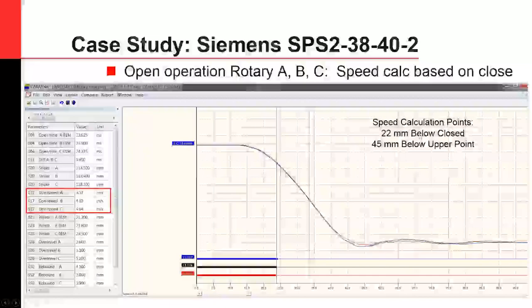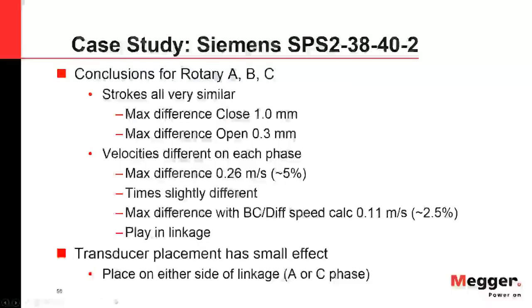So looking at this, what have we learned from the conclusions for rotary A, B, and C? The strokes were all very similar, with a max difference of 1 millimeter on the close and 0.3 millimeters on the open. And the velocities were different on each phase, approximately 5% difference, but this is, of course, because the times were slightly different. If we switched it down to a certain part on the curve, so it was shifted a little bit according to time, you'll see that we got them within 2.5% of each other.